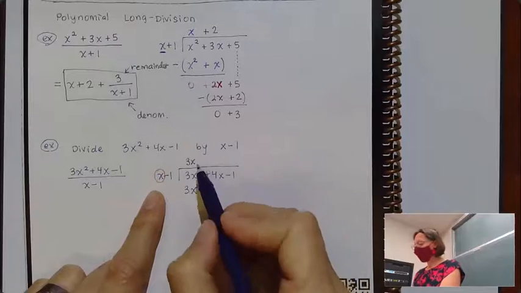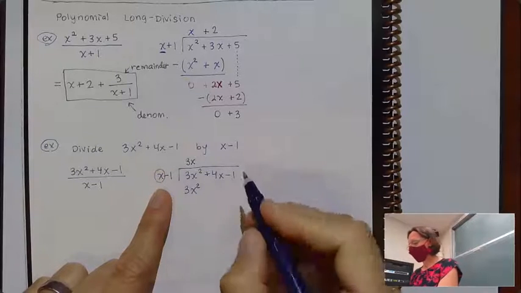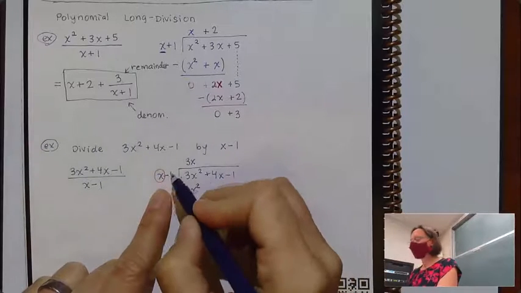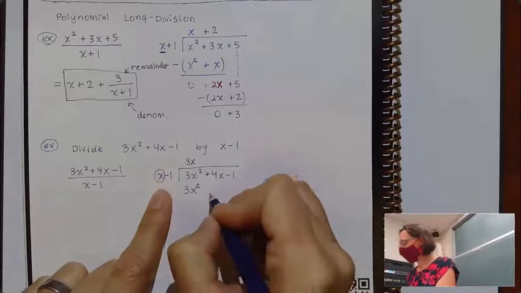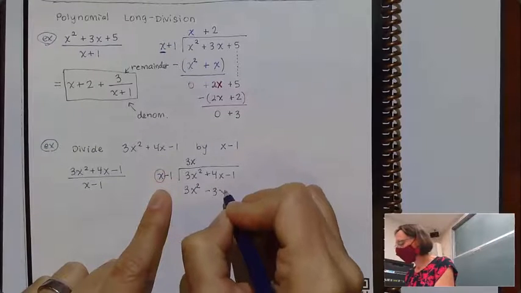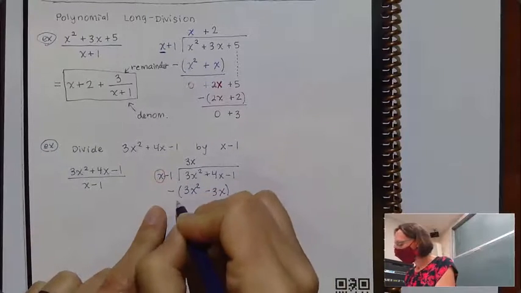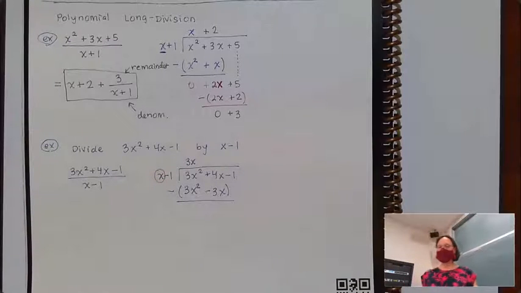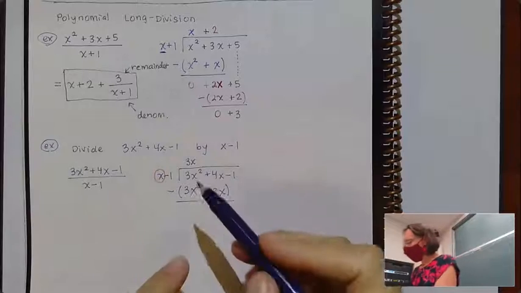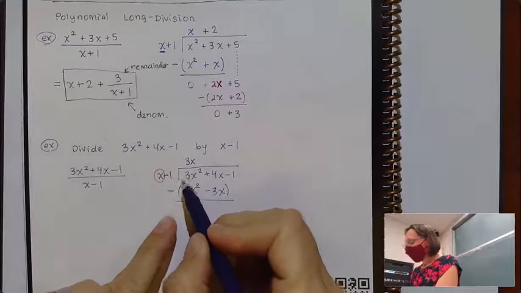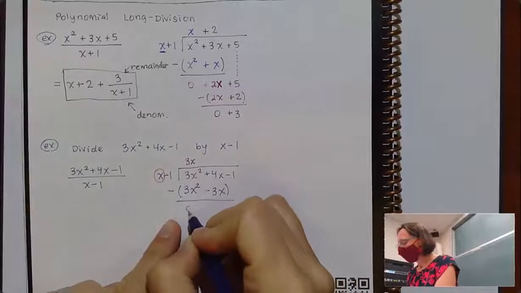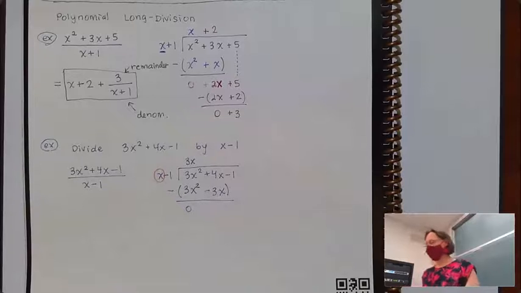Distributing the multiplication through, I'm going to have 3x times negative 1, which is going to give me a minus 3x. And then we're subtracting that whole thing. Again, I'm lining things up so that I'm always subtracting like terms. I've got 3x squared minus 3x squared to get 0, which is really the whole point.